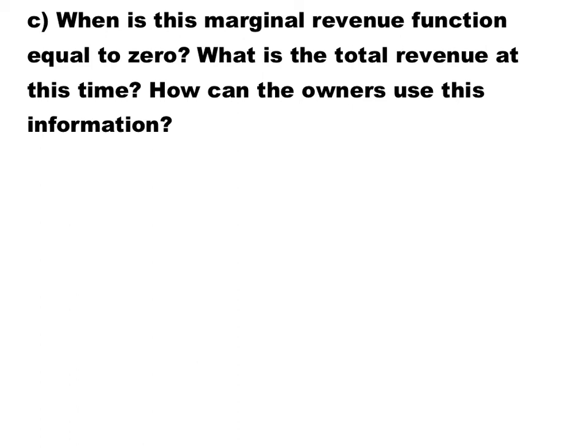The next part of the question says, when is this marginal revenue function equal to 0? We found that the marginal revenue R prime of n is negative 10n plus 50. If this is 0, then moving it to the left, I get negative 10n is negative 50, so n is equal to 5. So the marginal revenue function is equal to 0 when n is 5, meaning we have decreased the price 5 times. What is the total revenue at this time?